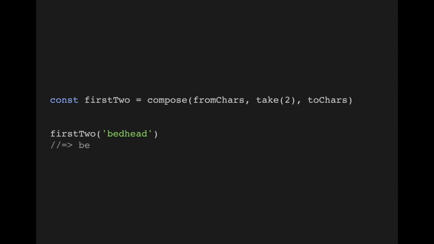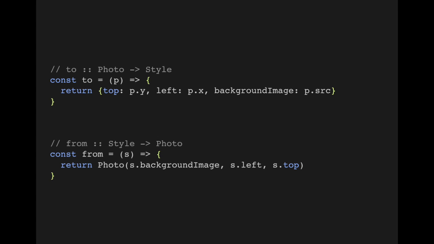Now, you can do some useful things with this. We can run any array method on a string if we just convert it and convert it back afterwards. So we can take the first two characters with take, which is an array method, not a string method. In our application, what would be a useful isomorphism could be taking a photo into a style itself.